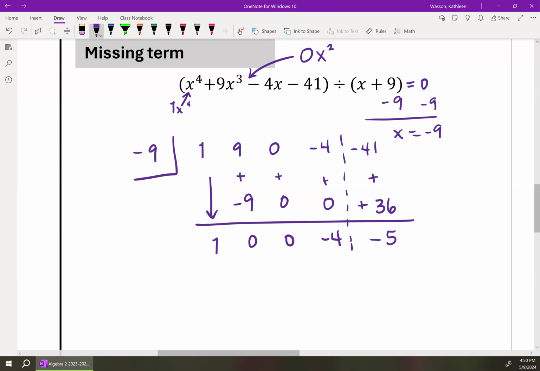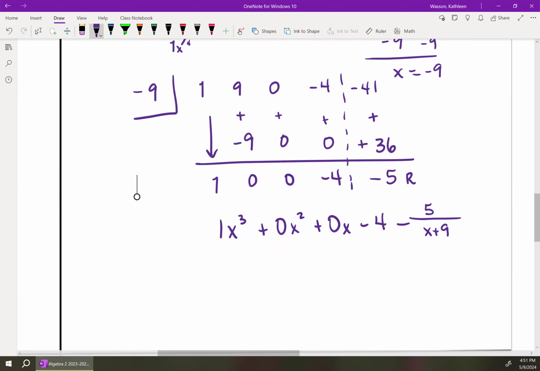I need to put my x's back in. This will be x to the third because I started with x to the fourth and I divided by 1x. So I can write my answer as 1x to the third plus 0x squared plus 0x minus 4. And I have a remainder of negative 5. So I'll put minus 5 over what I divided by, which is x plus 9.